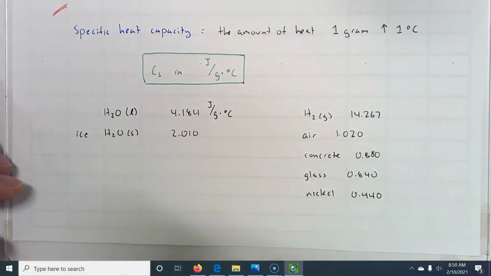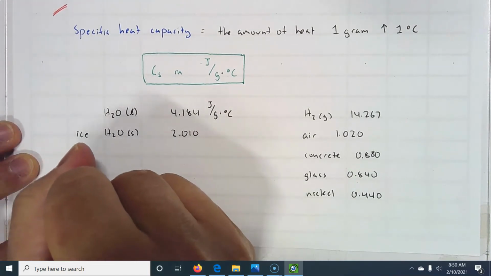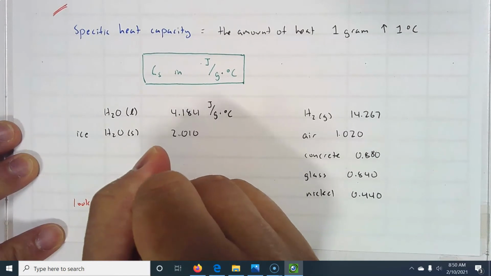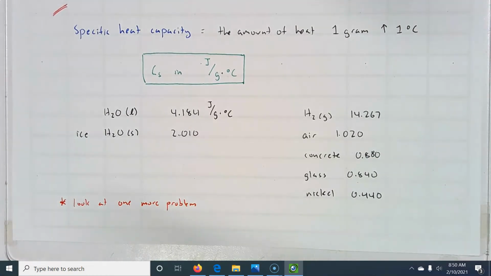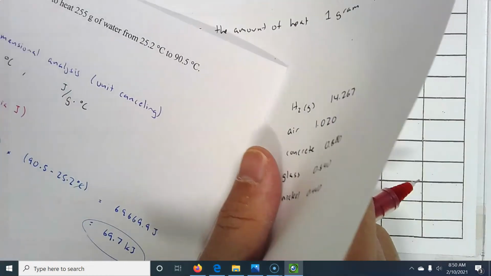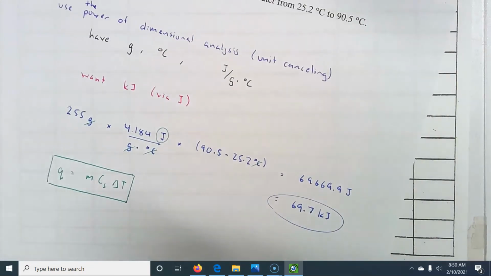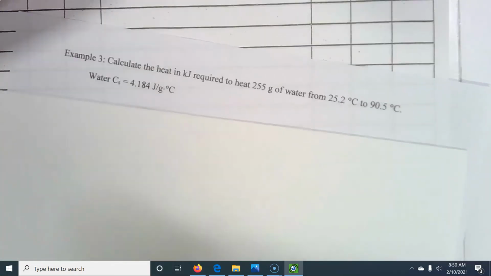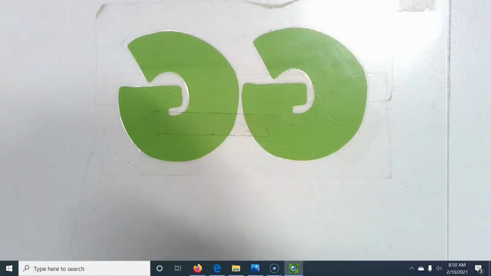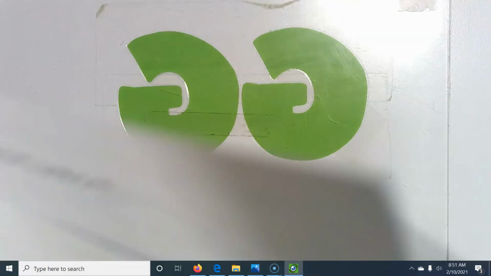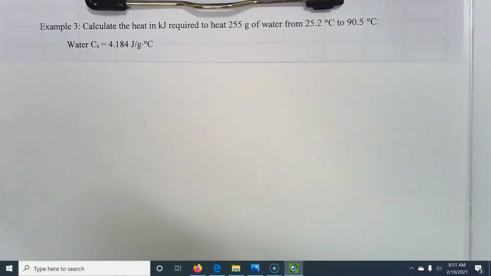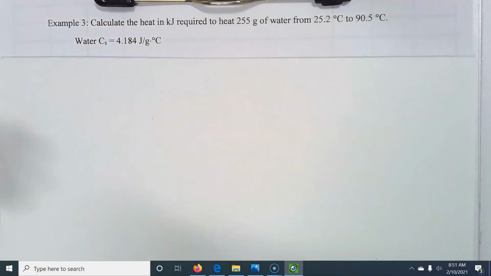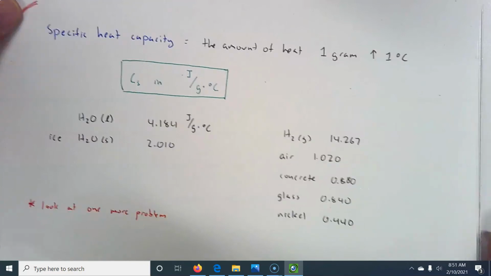One more problem and then I will let you guys go. Look at one more problem. Okay, and that problem is number 3. Again, go ahead and pause the video and copy this if you want to practice this later on your own. It's a heat capacity, specific heat capacity problem. Actually, I should have given you this first. Well, no, let's do it this way.